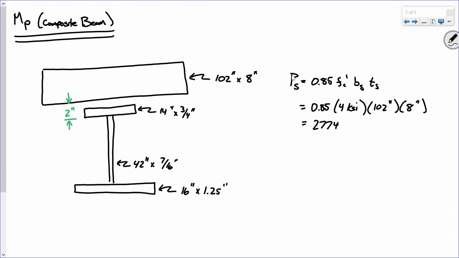2774 kips, right? Sound good? All right. Now for the compressive flange, let's just keep this simple. It's just going to be 50 KSI, 14 inches, 3/4. And what is that? That's 3/4. I know that's a little weird. 525.